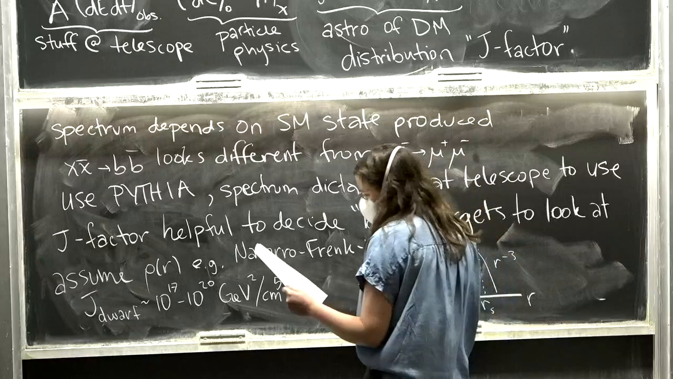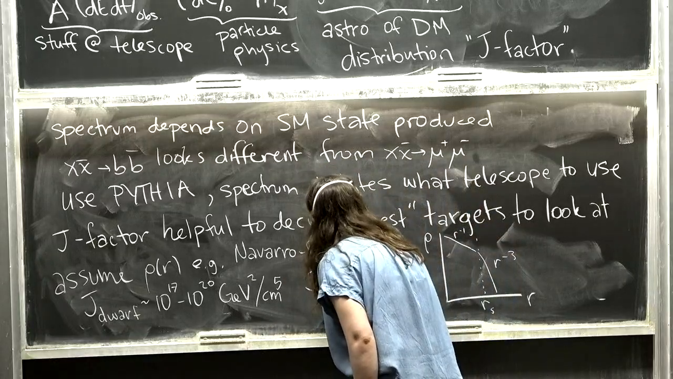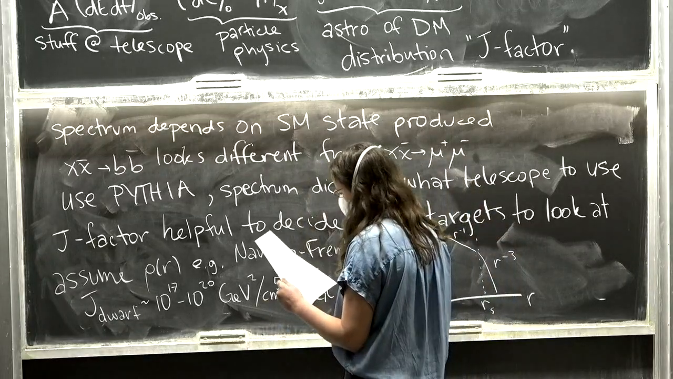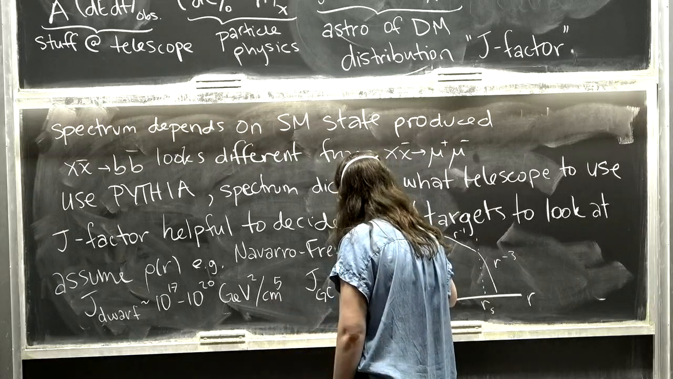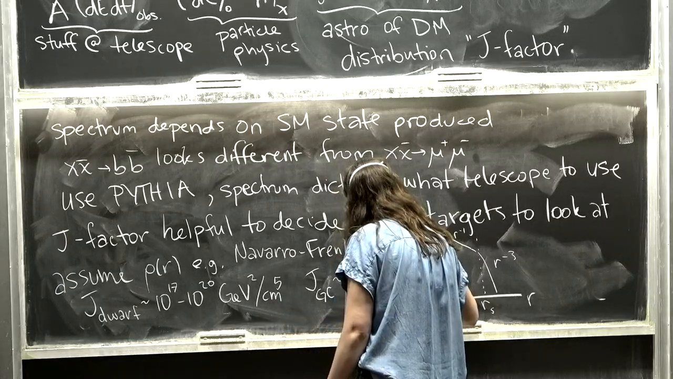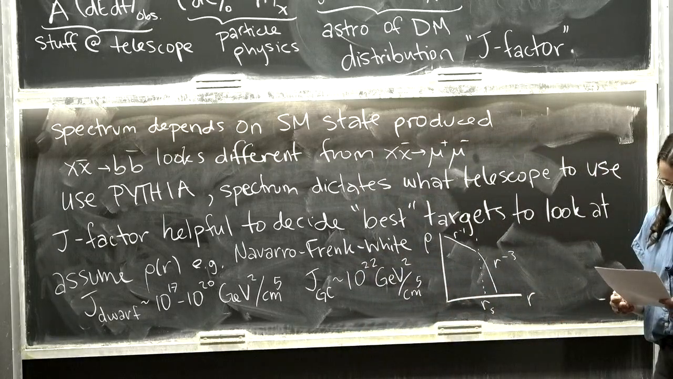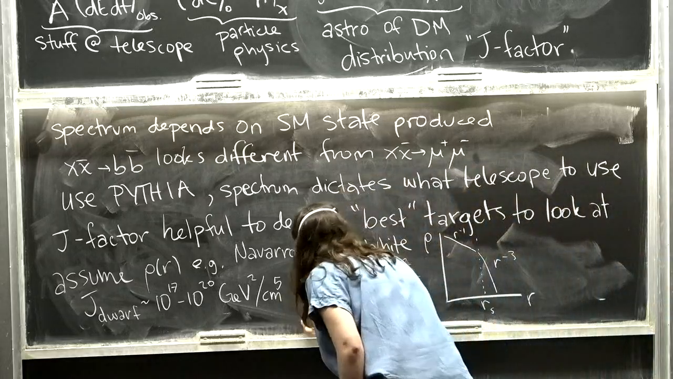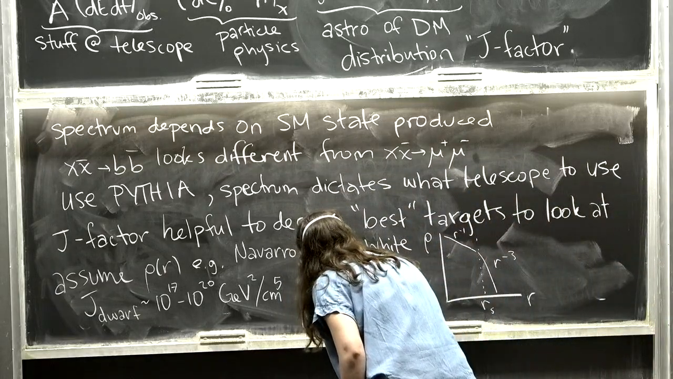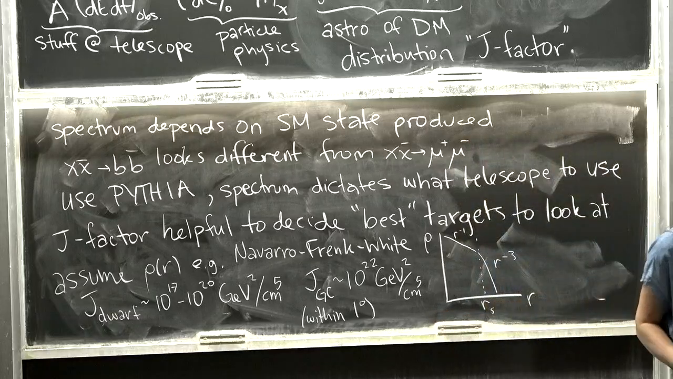Meanwhile, the J factor of the galactic center is around 10 to the 22 GeV squared per centimeter to the 5th. And this is within 1 degree of the galactic center. So just taking that information at face value, the galactic center seems like a really great place to try to look for signatures of annihilating dark matter because it has such a high J factor.